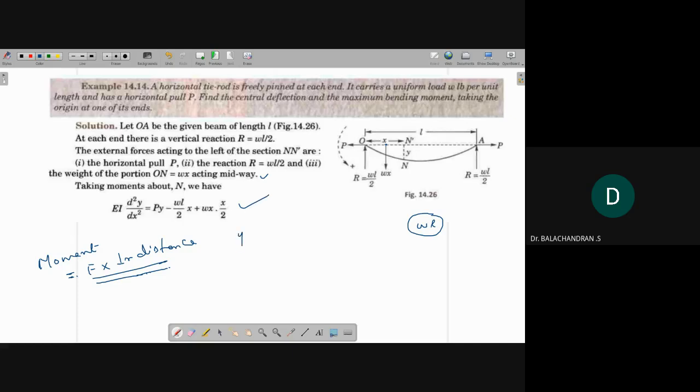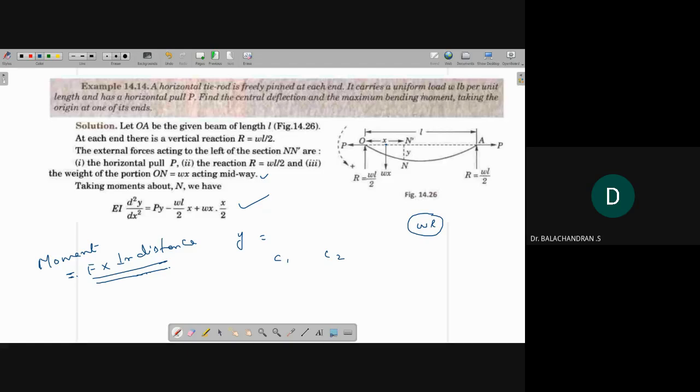Once you get this differential equation, the remaining part you should try. You should try to find Y first, and then using freely pinned at each end, find the constants C1 and C2. Once you get Y, next you should find the maximum central deflection. First find the central deflection and then find the maximum bending. So try to get the answer.